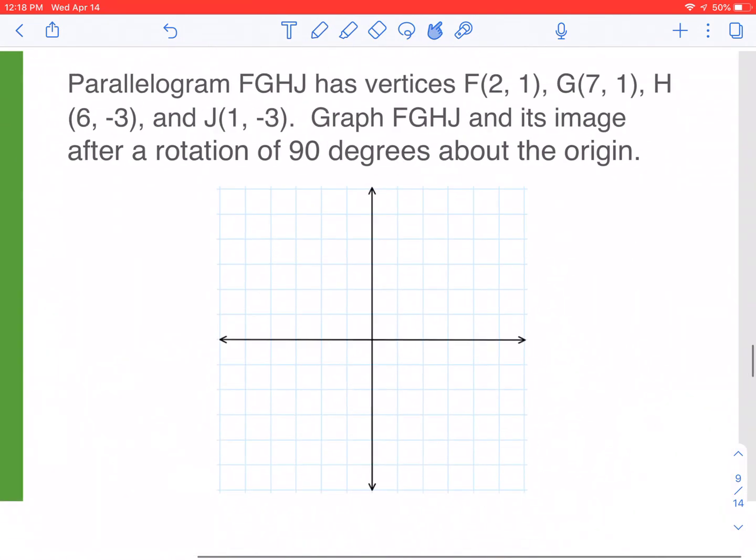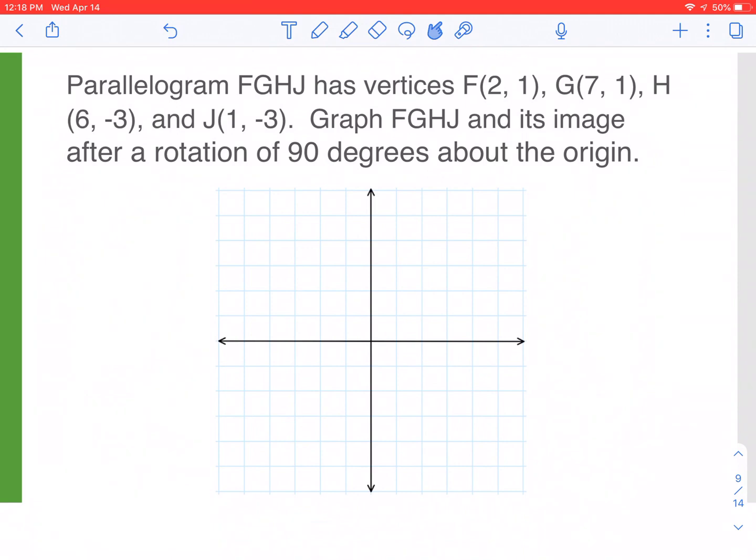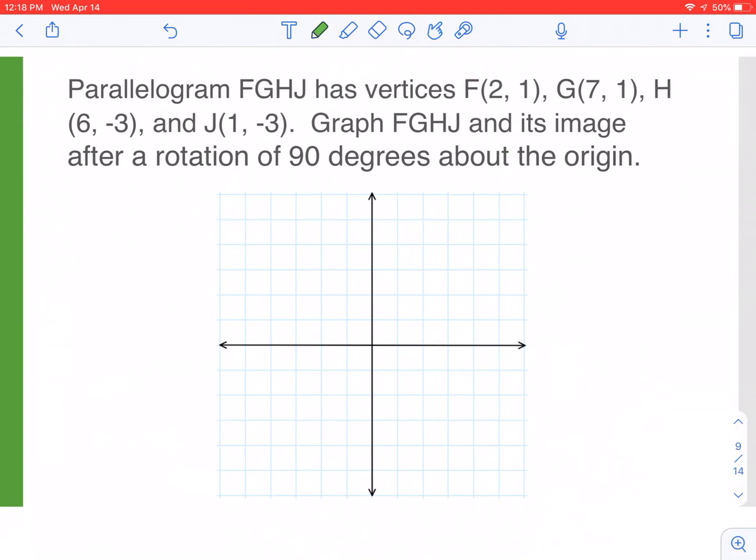Now, let's talk about 90. We're going to take the same shape. Let me graph it. Here it is. F, G, H. That doesn't look right. That was supposed to be an erase. There we go.